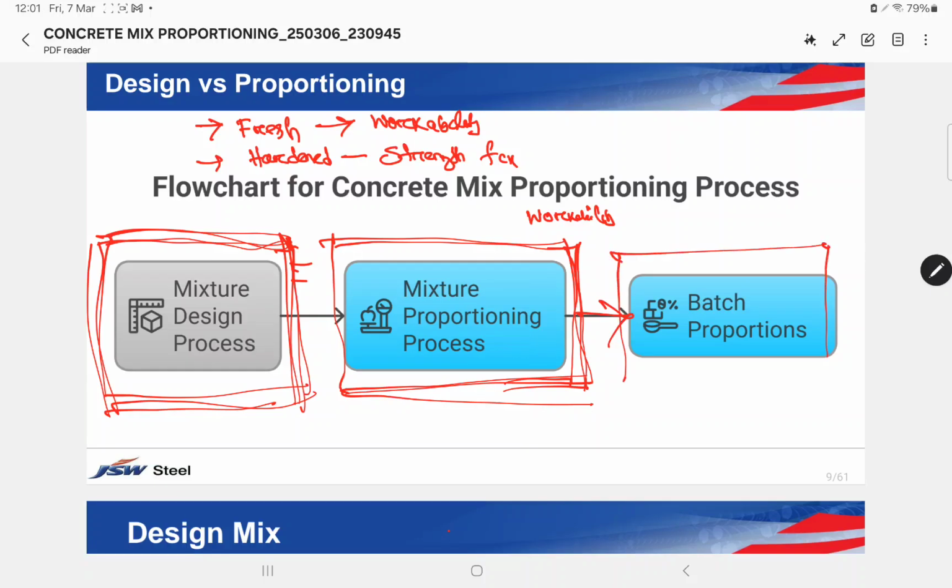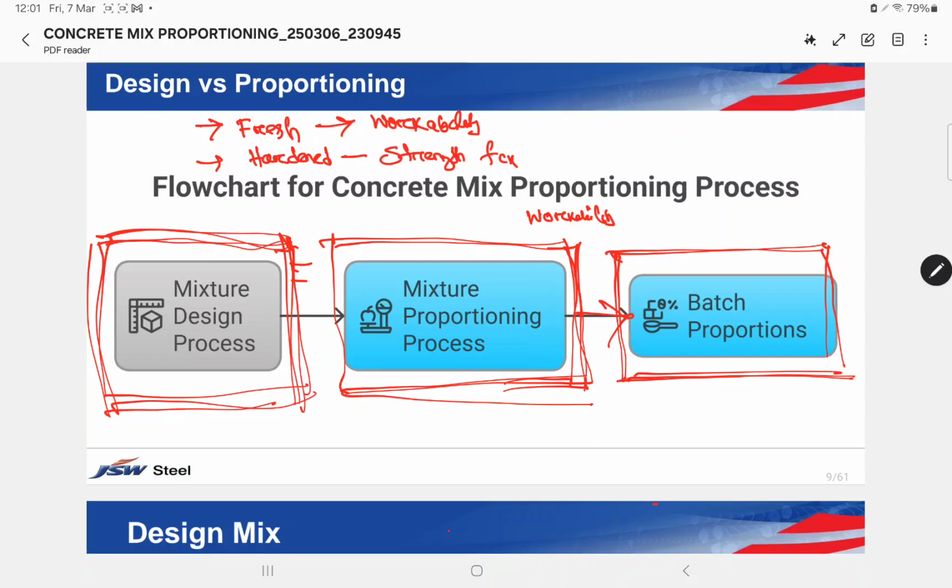After the mix proportioning process, the quantities of material required will be finalized. But at site, you need to adjust your materials depending upon the moisture conditions, and when you adjust for moisture corrections, your batch proportions will be finalized, and these batch proportions will be directly fed into the RMC plant so that they will produce the concrete. So these are the different processes involved, and this is the major difference between designing and proportioning.